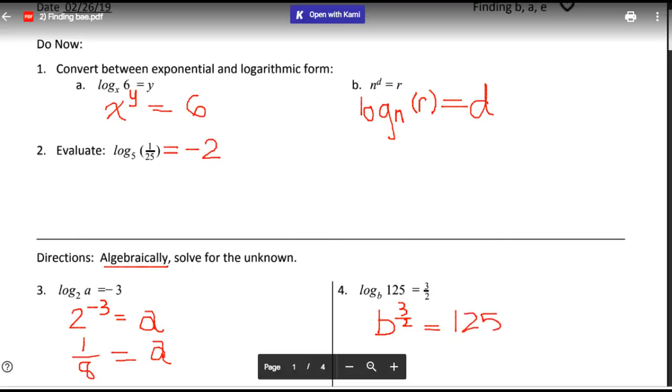So if we're trying to figure this out, well, I need this b to be by itself. And now this is going to be a callback to a previous unit. To get rid of that 3/2, I have to raise both sides to the 2/3. So when we do that, you could either do this in your head or in your calculator. The cube root of 125 is going to be 5, and then 5 squared is 25.